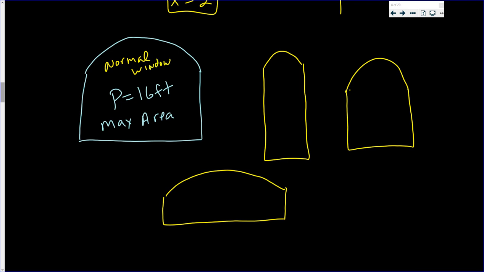For some reason that doesn't sound like the name anymore. But it's a special type of window. And all you have is 16 feet, and you want to maximize the area.